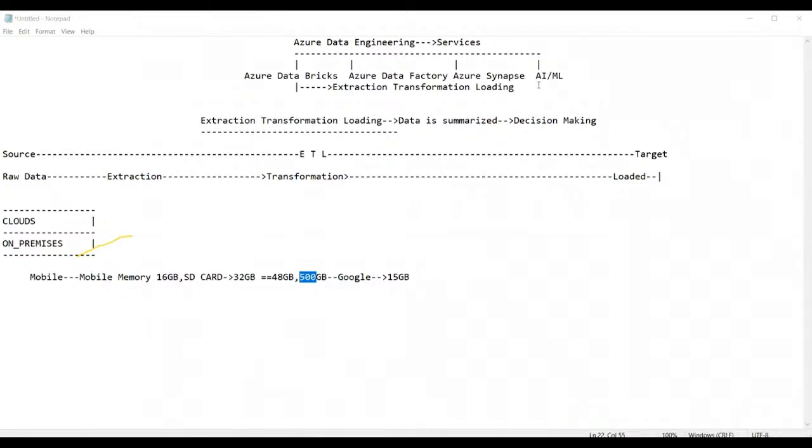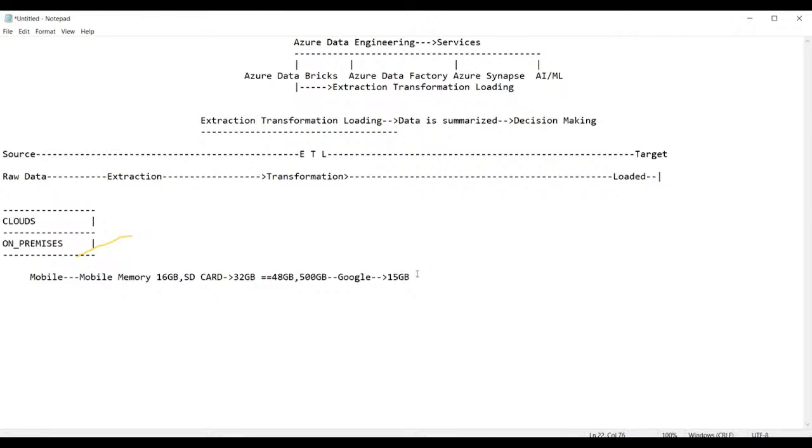My question is that my mobile memory already has 16 GB, and I have installed an SD card which has 32 GB of memory. Totally both the memories amount to 48 GB, but I have 500 GB more to be stored. So for that, I took the support of Google Drive, and Google Drive is providing only 15 GB. What is the alternative for me now?